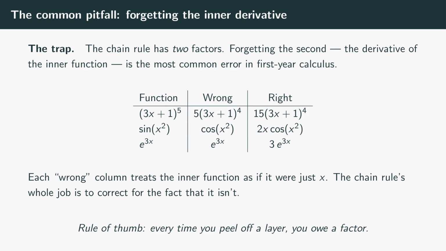In each case, the student is treating the inner function as if it were just x, as if the inner derivative were always 1. The chain rule's whole job is to correct for the fact that the inner function is not just x. The rule of thumb that locks it in: every time you peel off a layer of composition, you owe a factor for the next layer in. Each layer, 1 factor. If your final answer doesn't carry 1 factor per layer of the original composition, you forgot one.